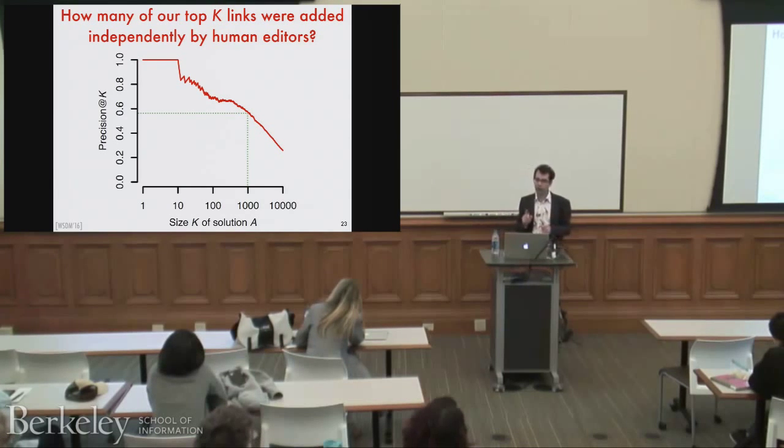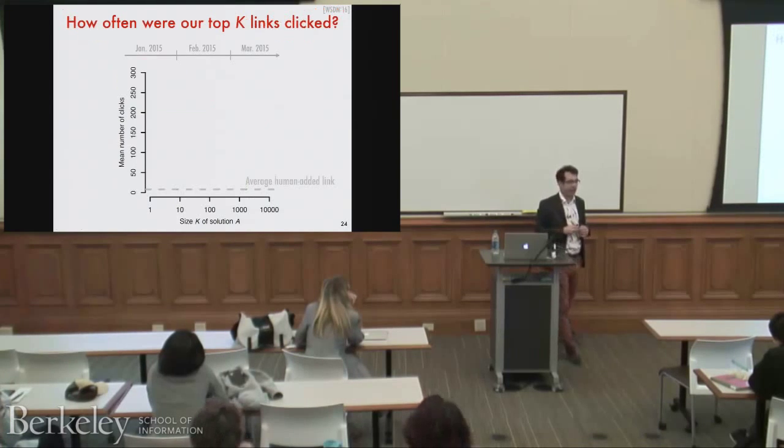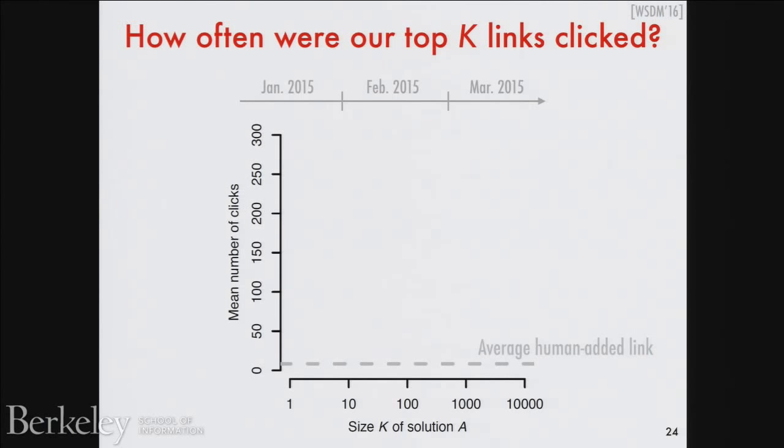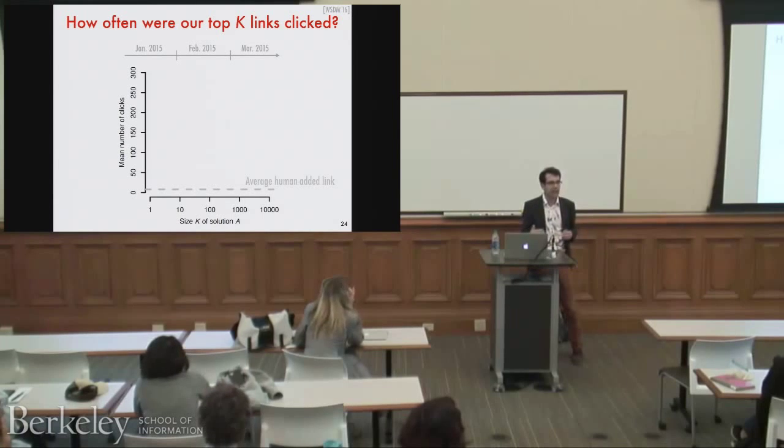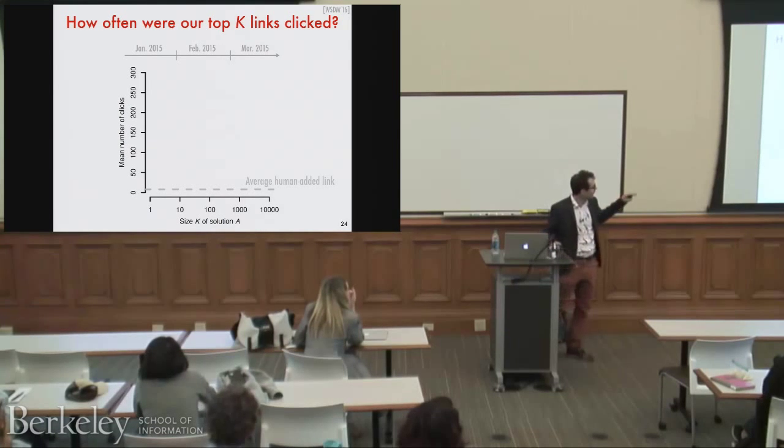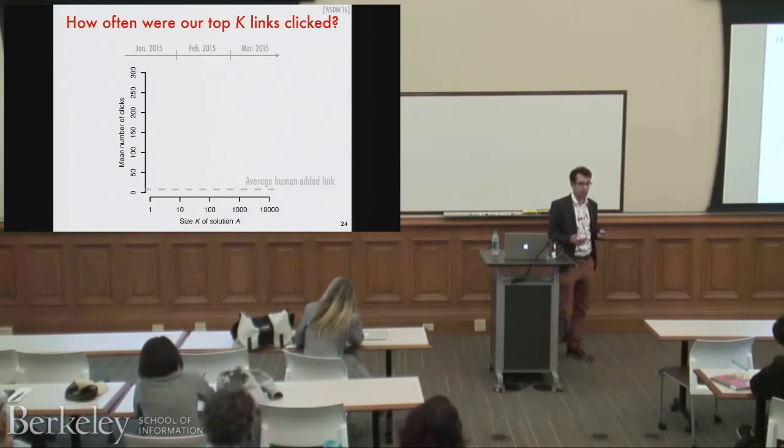Okay, recall though that what we're really after is to add these high impact links, so links that will benefit a lot of people. And that's what this next plot is measuring. So on the x-axis here, you see the same quantity, size of the solution, the number of recommendations that we make. And the y-axis now, you see the average number of clicks that each of our K-recommended links receives within the month of March. And we compare this to the human baseline. So that's the number of clicks that the average human added link receives. You see that's pretty low, that's about 8. So on average, a human added link receives only 8 clicks per month.